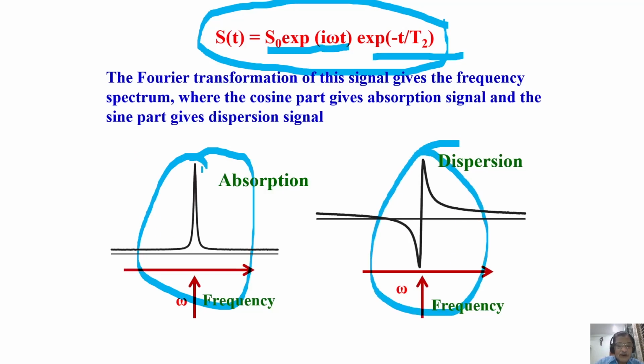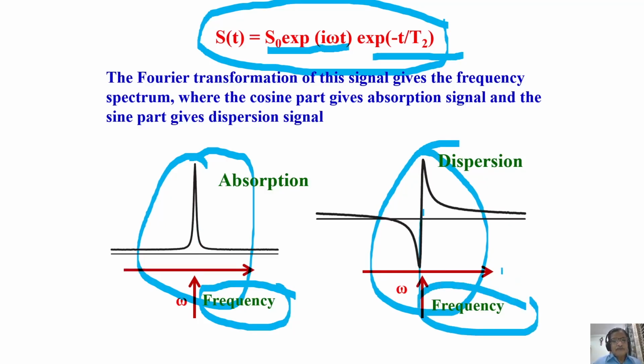Look at it. This is called the absorptive spectrum. This is called the dispersive spectrum. And at the center of this, you get the frequency of the oscillation. And at the center of this, at the zero crossing point, you get the frequency from the dispersive spectrum.